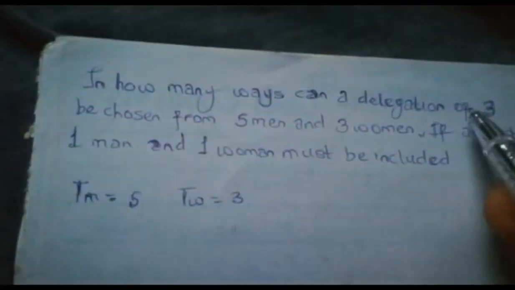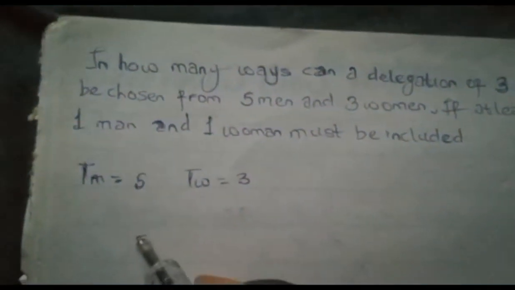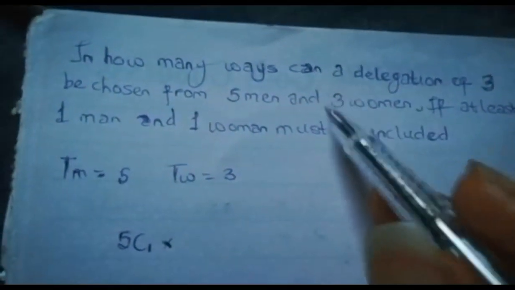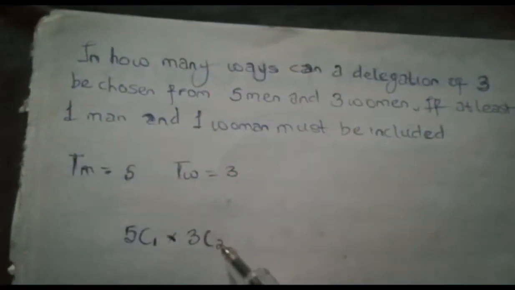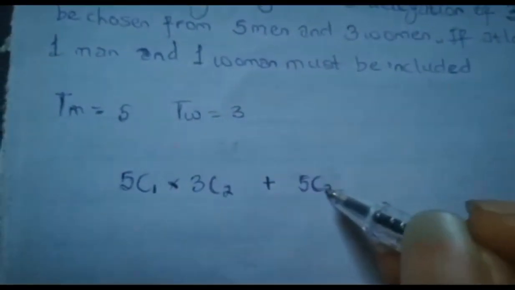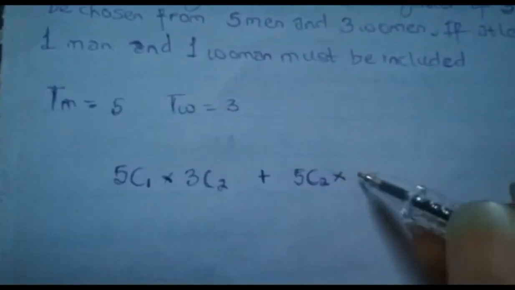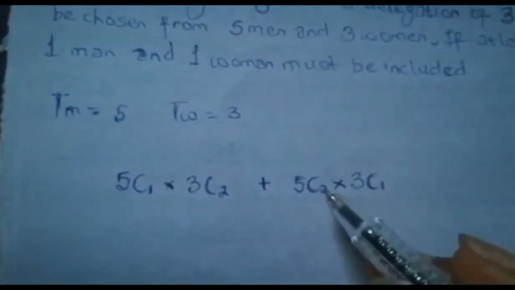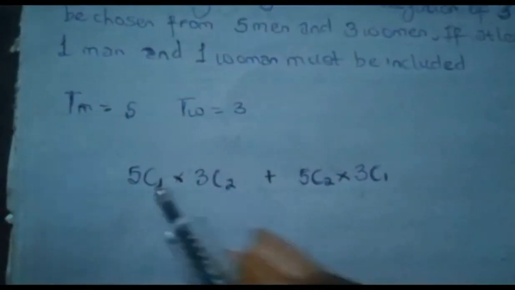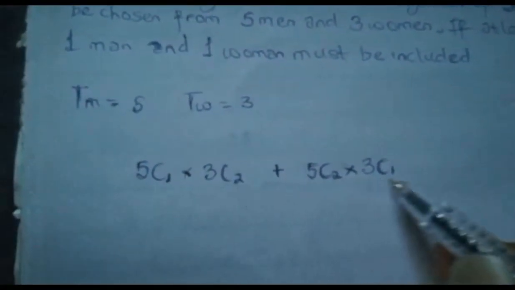So now if we have 1 man in the delegation, we're going to have 5C1, then times, if we have 2 women, the total women is 3, so that's going to be 3C2. So we're going to add it to the other way they can be selected. Let's say we add 2 men, we're going to have 5C2, then times, let's say we add 1 woman, we have 3C1. So you can see the total delegation is 2 plus 1, which is 3. This also is 2 plus 1, which is 3. Then you go on and simplify.